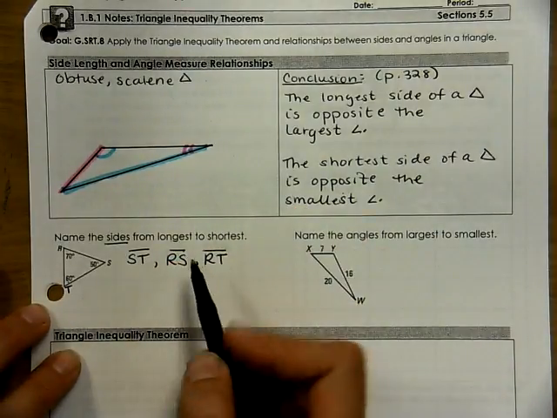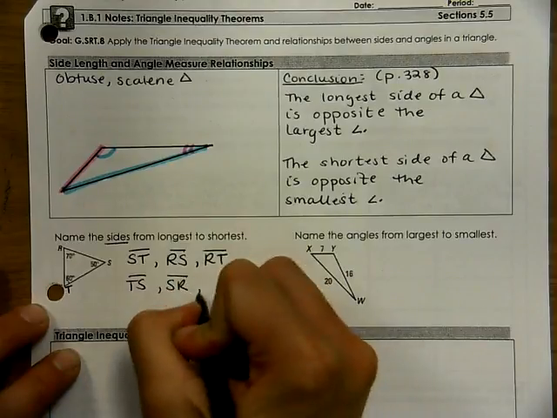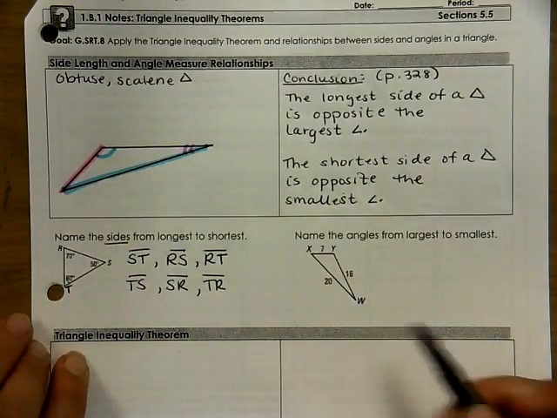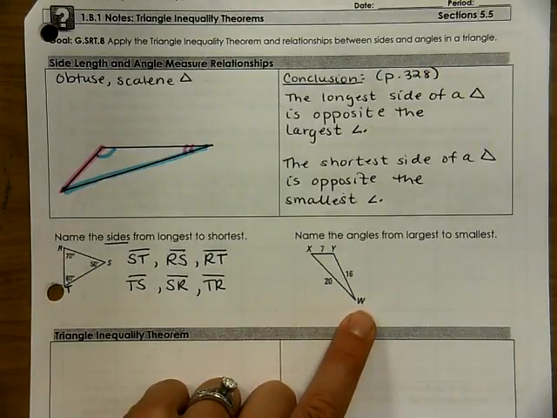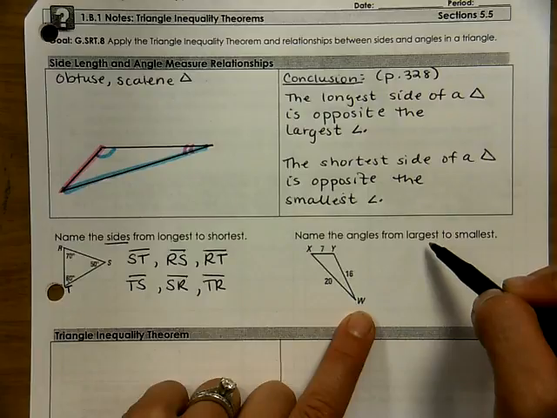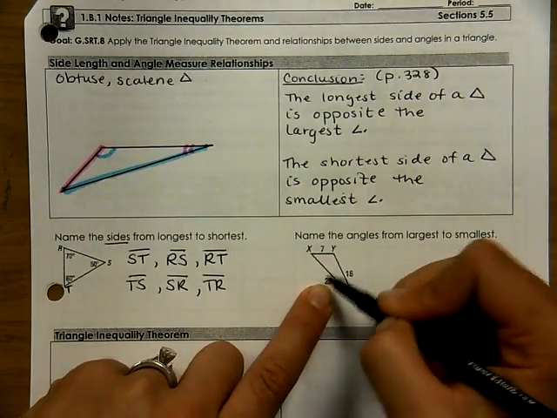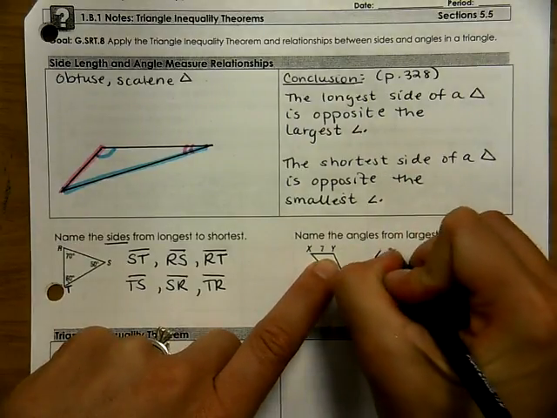You do not have to write the letters in this order. You could have said TS or SR or TR, but be very careful that you went from longest to shortest and not shortest to longest. Looking over here, it says name the angles from largest to smallest. Well, the largest angle is going to be opposite the longest side. So your longest side is XW, which means the largest angle will be angle Y.